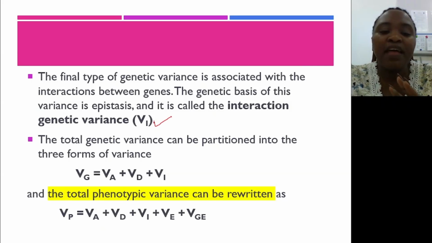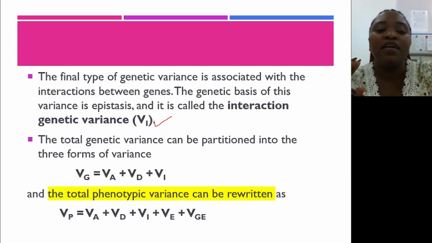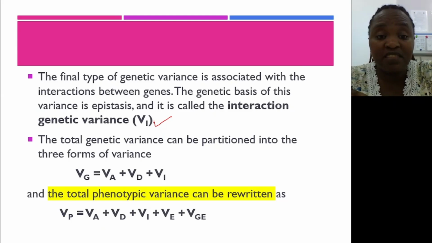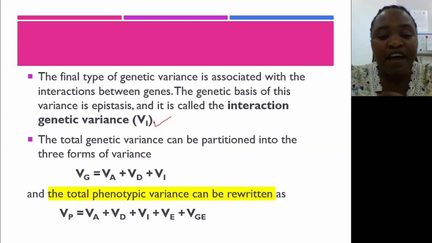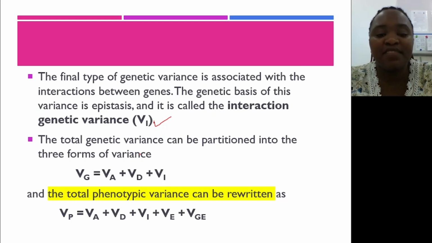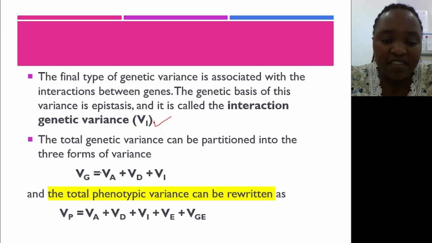Here one gene can affect the expression of another gene. So there is gene interaction giving us a specific phenotypic characteristic. The total genetic variance is therefore an addition of the three forms of variance. VG is attributed to the additive variance, the dominant variance, and the interaction variance.